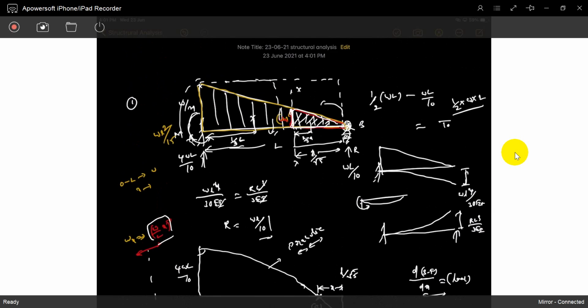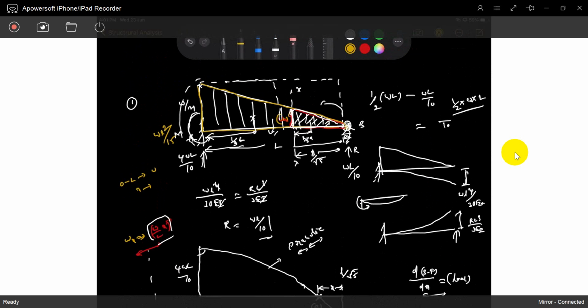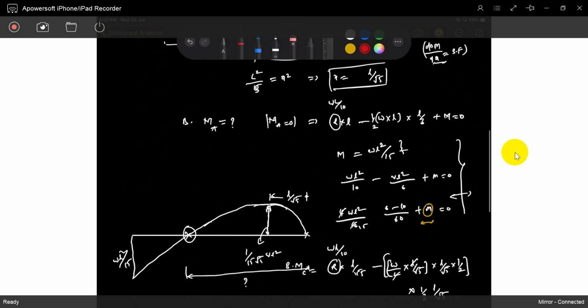I also want to draw the deflection profile. The deflection profile will come like this, where it has no slope, and then the curvature changes. After that it will have a slope. There is no slope at the fixity. So somewhere there is a point of change of curvature, and you have to find out where it is. This is not a parabola; it is a cubic parabola.